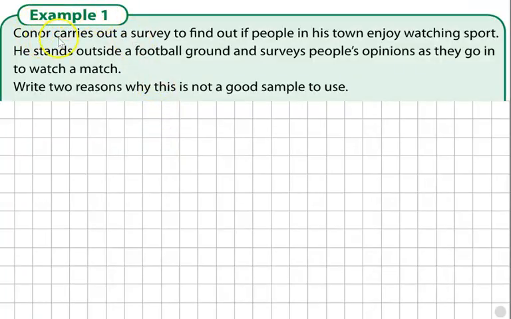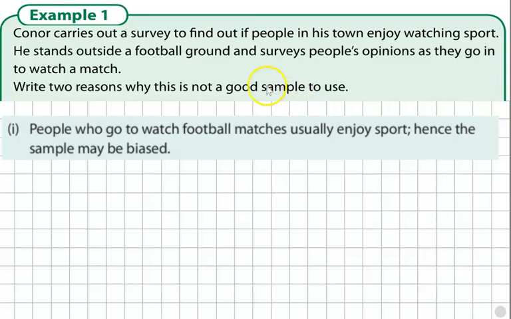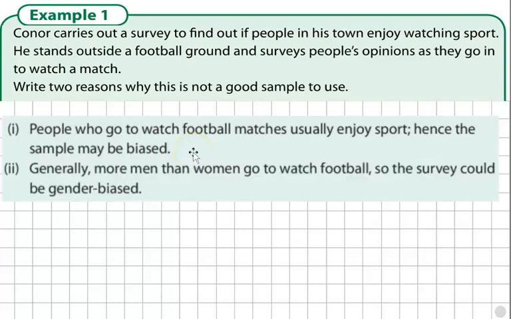Example 1. Connor carries out a survey to find out if people in his town enjoy watching sport. He stands outside a football ground and surveys people's opinions as they go in to watch a match. Give 2 reasons why this is not a good sample to use. The first reason: people who go to watch football matches usually enjoy sport, hence the sample may be biased. The second reason: generally, more men than women go to watch football, so the survey could be gender biased.